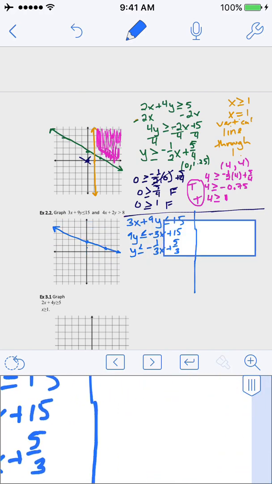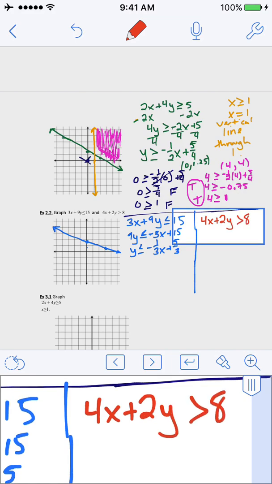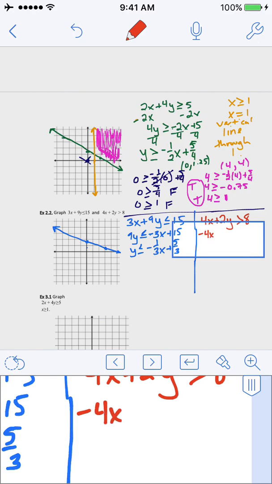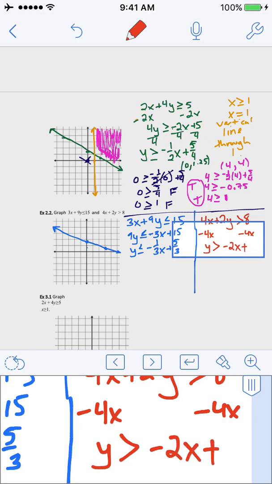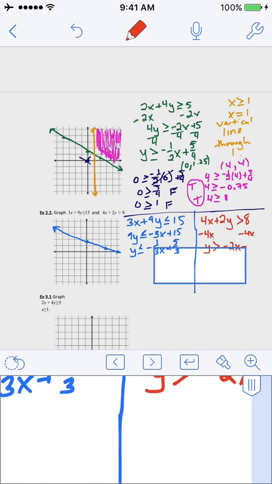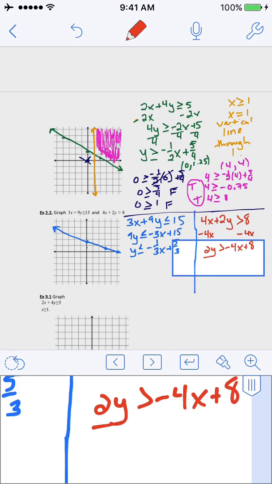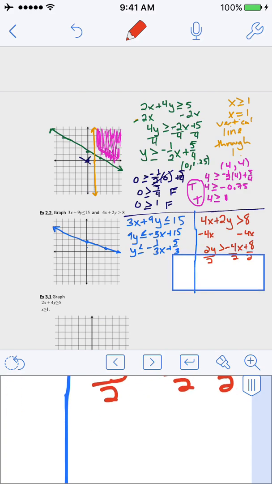Our other line looks like 4x plus 2y is greater than 8. We'll rearrange it a little bit. Subtract 4x from both sides. I'm sorry, just kidding. I'm way ahead of myself. So we'll undo that. Subtract 4x from both sides, you get 2y is greater than negative 4x plus 8. And lastly, we'll divide by 2. To everything, remember it's got to be to everything, y is greater than negative 2x plus 4.